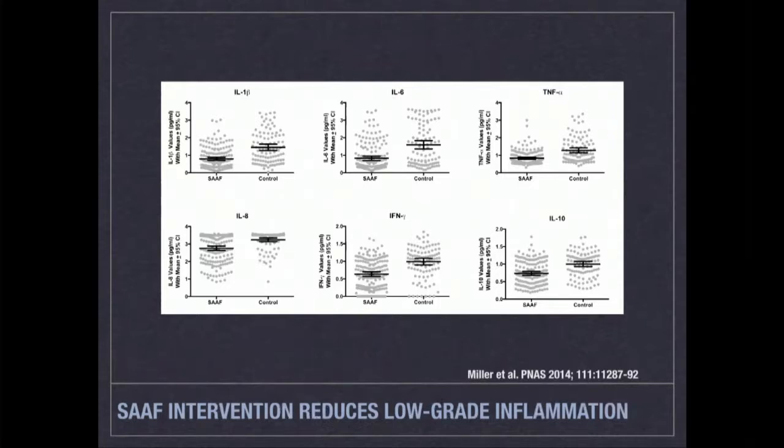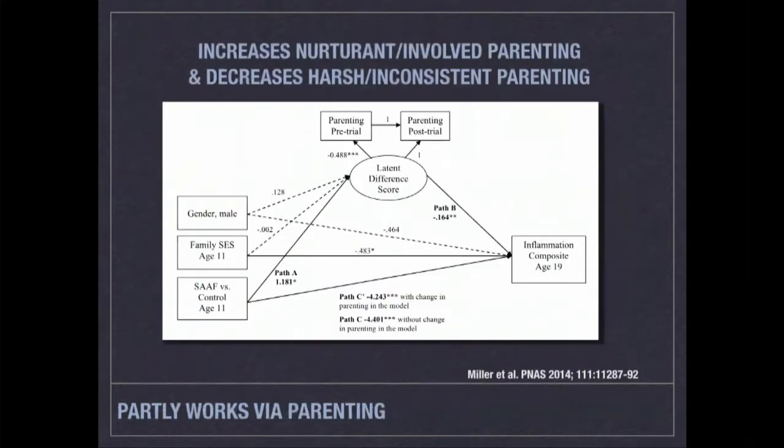When we went back and did some structural equation modeling to try and understand how the intervention related to these outcomes 8 years later, part of the difference between the groups 8 years later is explained by changes in parenting. So from pre to post intervention, there are multiple measures of parenting from multiple informants. And what we see is that parents who increase the amount of nurturant engaged parenting from pre to post intervention and simultaneously decrease the amount of harsh, inconsistent parenting were most likely to have children who went on to have low levels of inflammatory biomarkers, more similar at age 19.